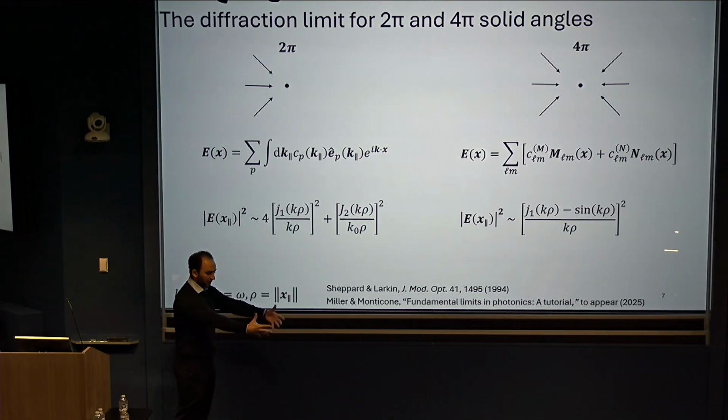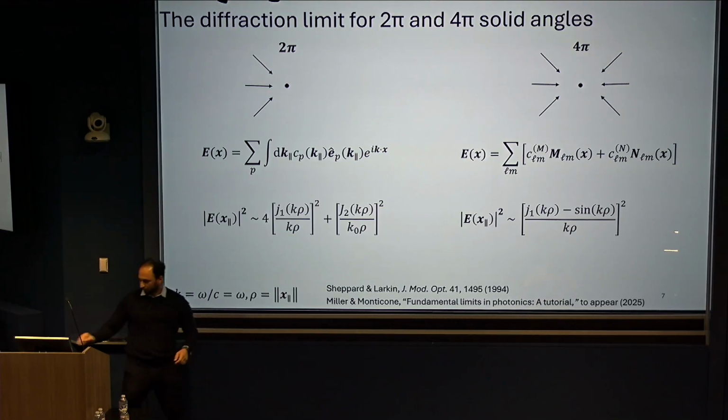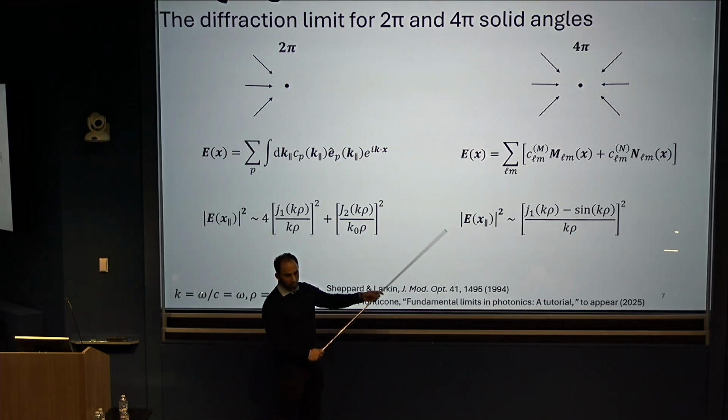When you have access to 4 pi aperture, you can create the opposite polarization, interfere and destroy that out of plane polarization, and in fact get a tighter field distribution.